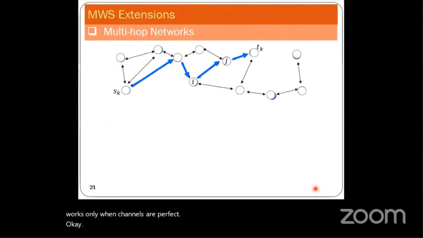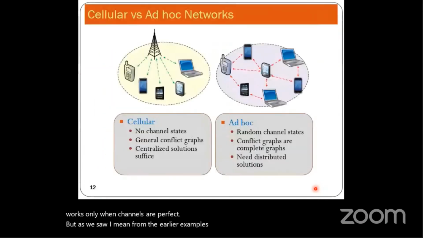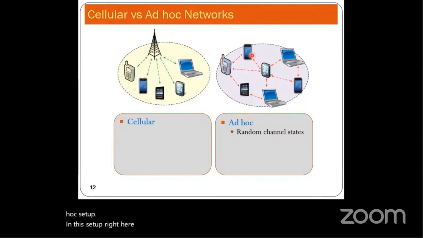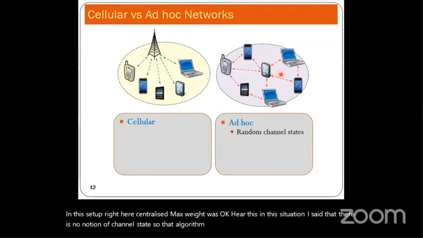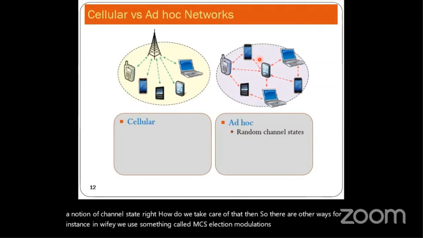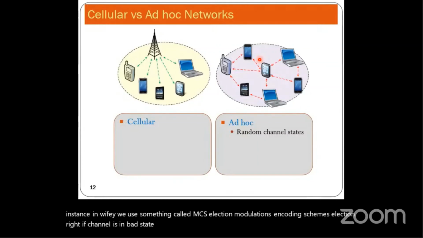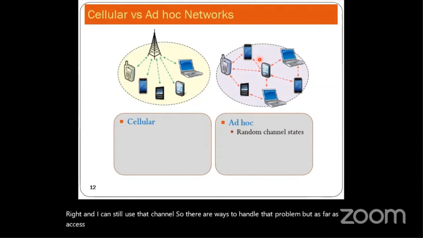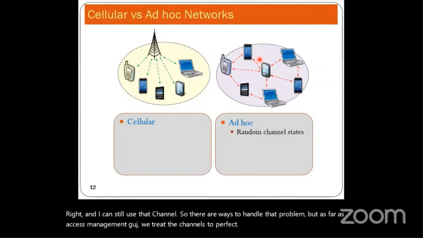But as we saw from the earlier examples, this distributed solution we needed only in the ad hoc setup. In this setup, centralized max weight was okay, and I said there is no notion of channel state, so that algorithm is perfectly fine for it. Now, in practice, there will be a notion of channel state. How do we take care of that? There are other ways. For instance, in Wi-Fi, we use something called MCS selection, modulation and coding scheme selection. If the channel is in a bad state, I will lower my MCS, and I can still use that channel. So there are ways to handle that problem, but as far as access management goes, we treat the channels to be perfect. Okay, clear.